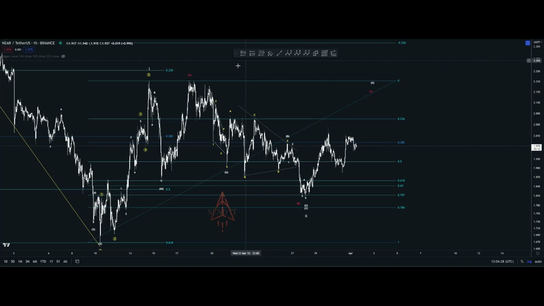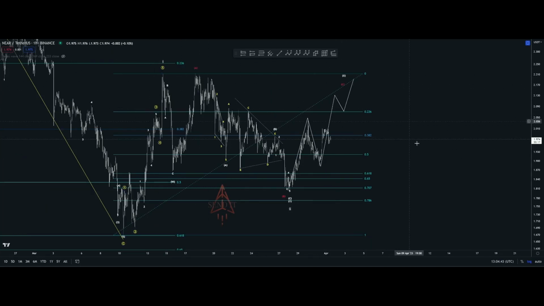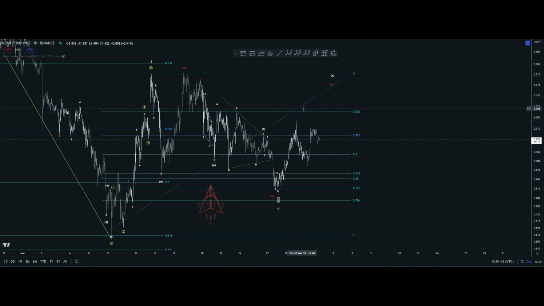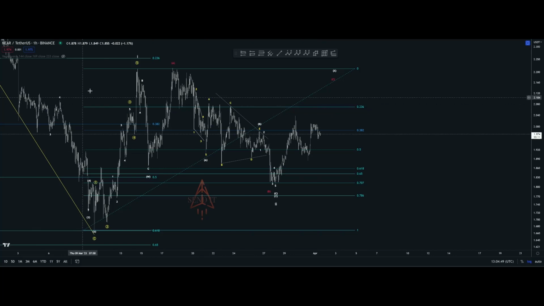If not, this can be an impulse and it can still be a flat ABC, and then we have a combo or a flat as a B and then another corrective structure. So this Elliott wave doesn't help here. I would still be a buyer if Near gives the opportunity. Somewhere there, I don't know, somewhere there.